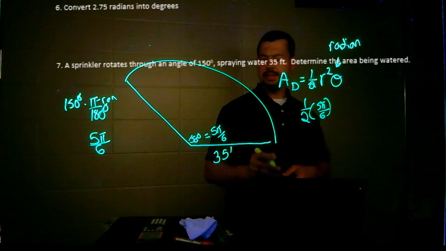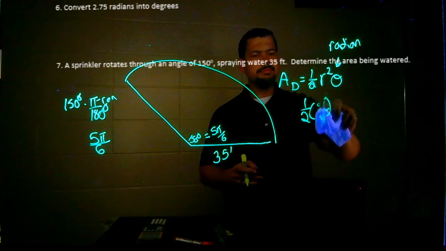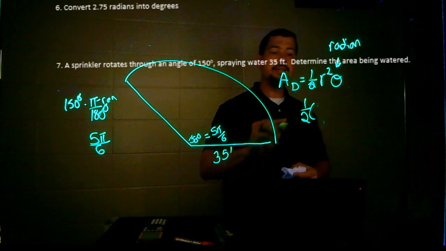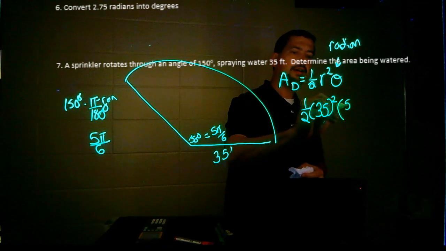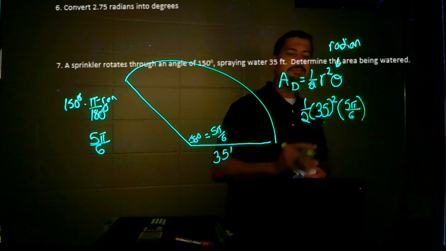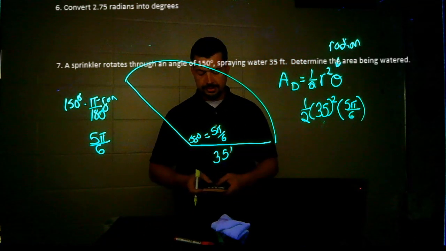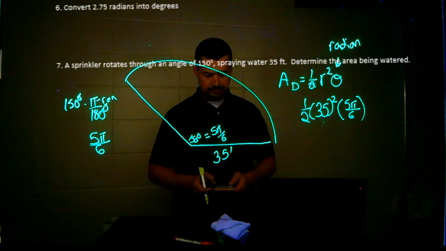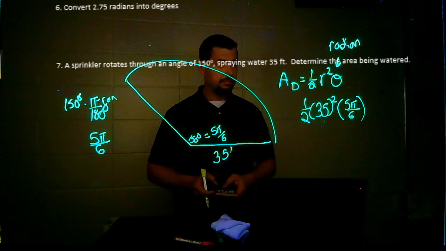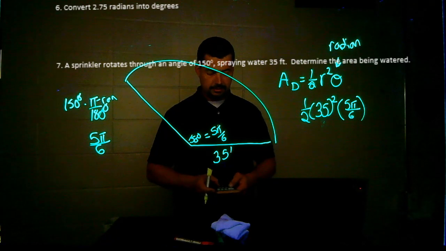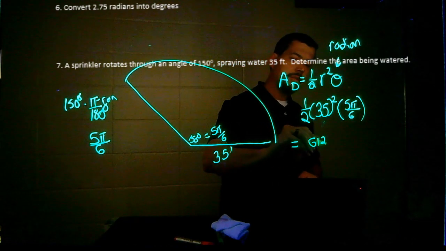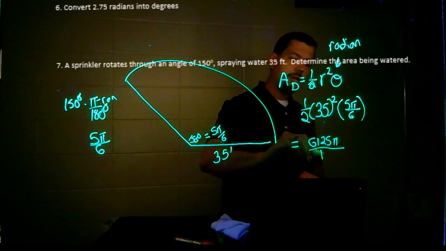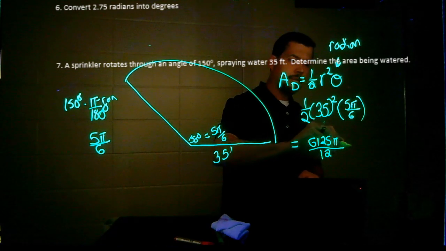Or sorry, I did that out of order, didn't I? I apologize. The radius is 35. We're going to have to square that. And the angle of interest is 5 pi over 6. So let's see what that comes out to be. If we take 35 and we square it, we get 1225 multiplied by 5 divided by 12. In pretty form, the answer is 6125 pi over 12 square foot.